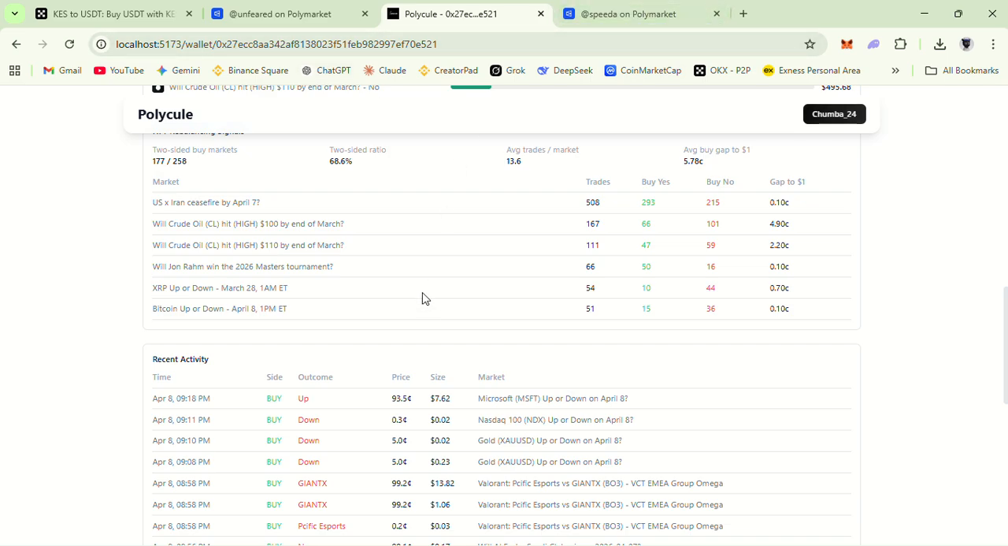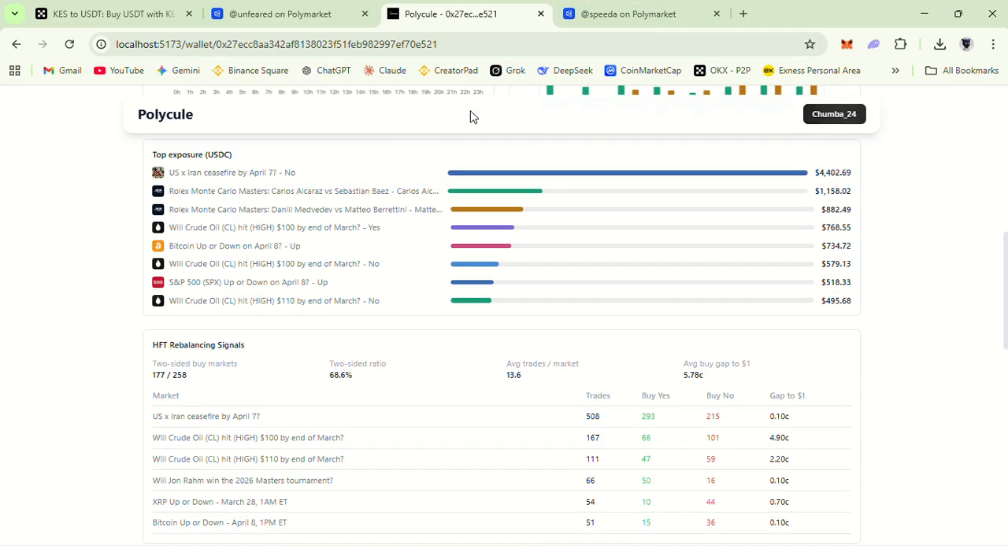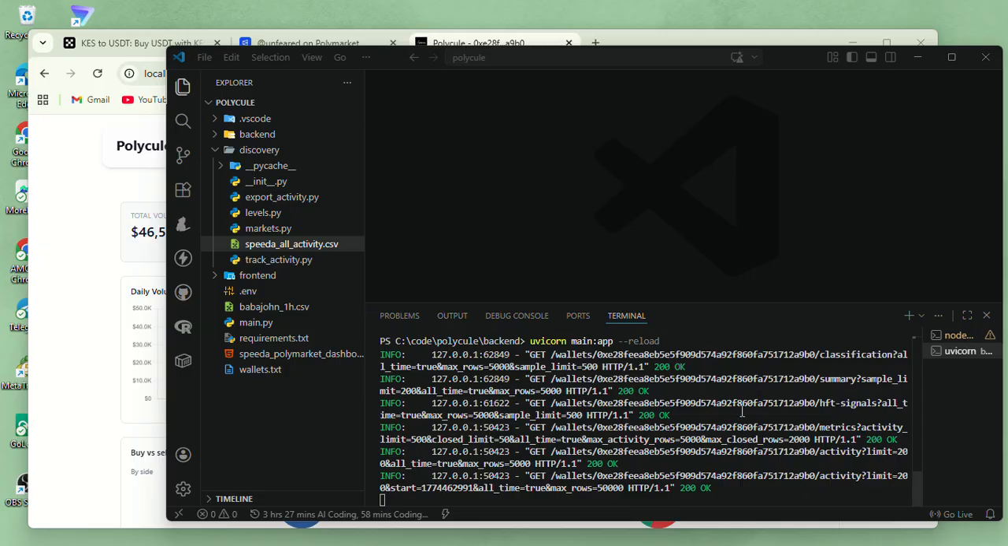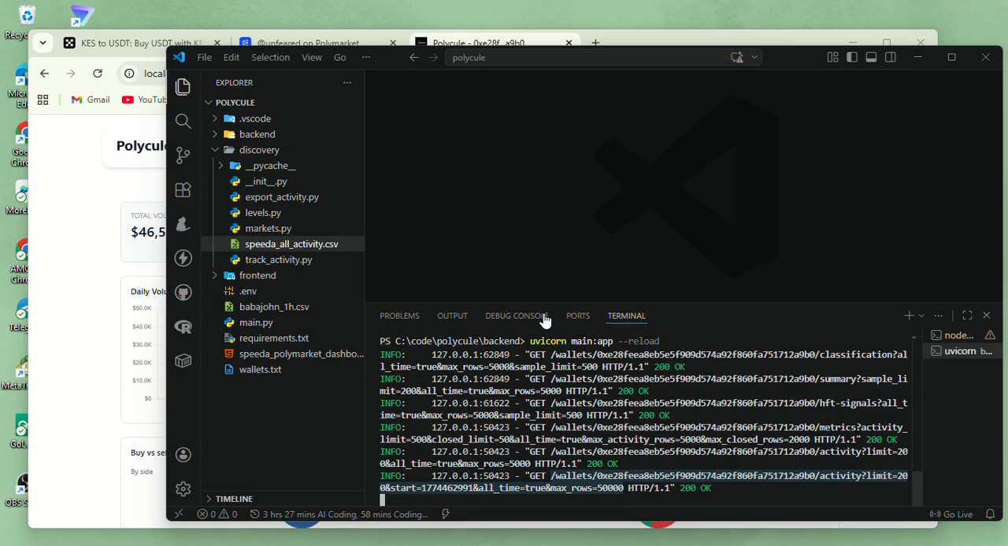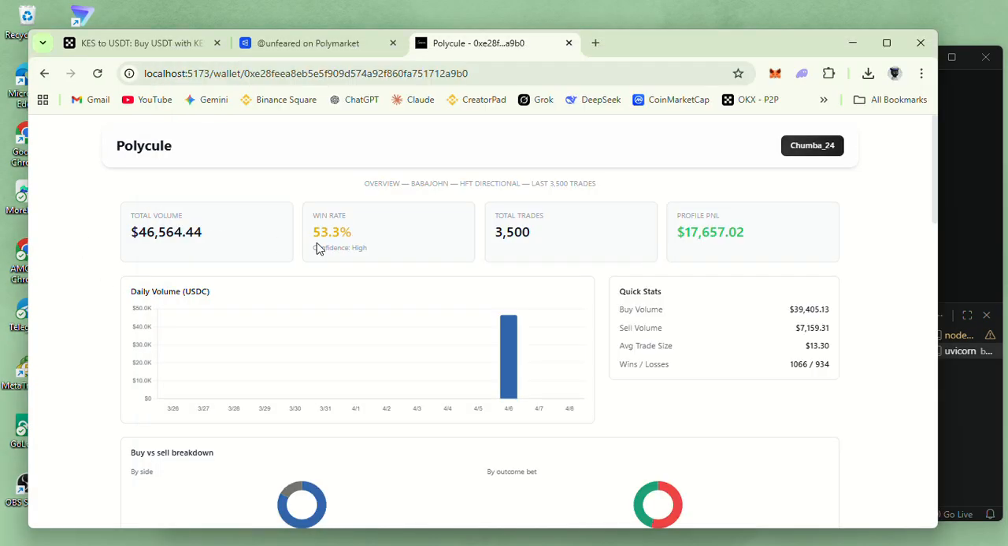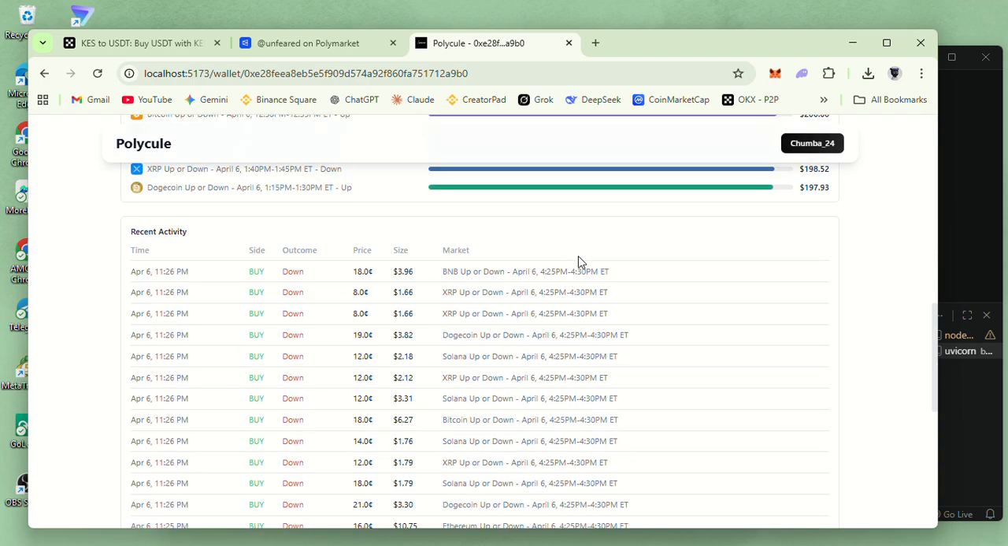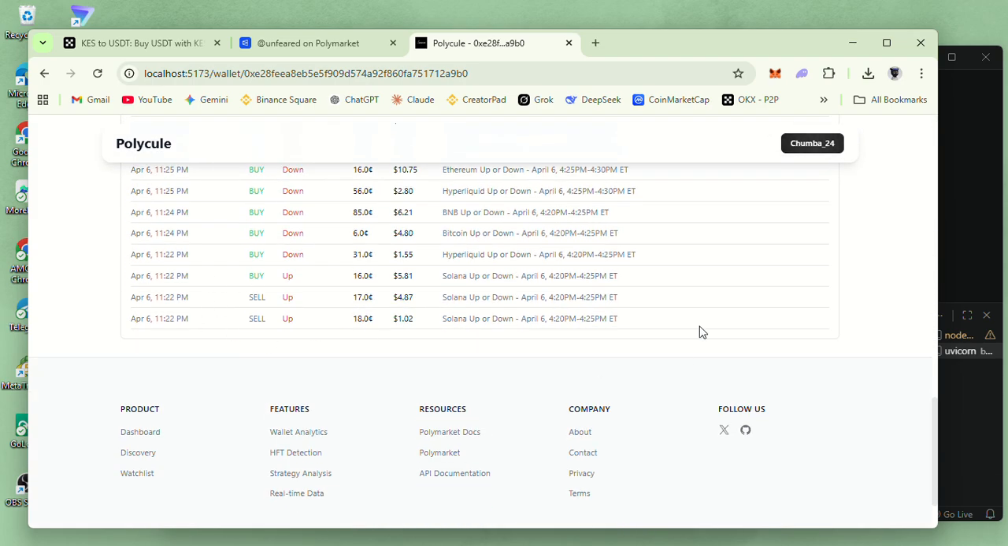Let's try and find someone who trades something like crypto. You can see this account is doing a lot of crypto. You can see the number of rows it's trying to query for analysis. You need to give it a second. So we truncate the analysis to 3,500, but I can increase this later. You can see how the person is doing. You can see this person is doing HFT.